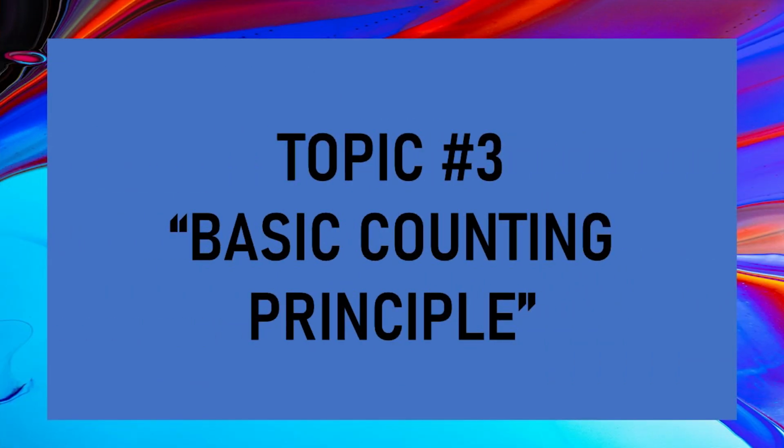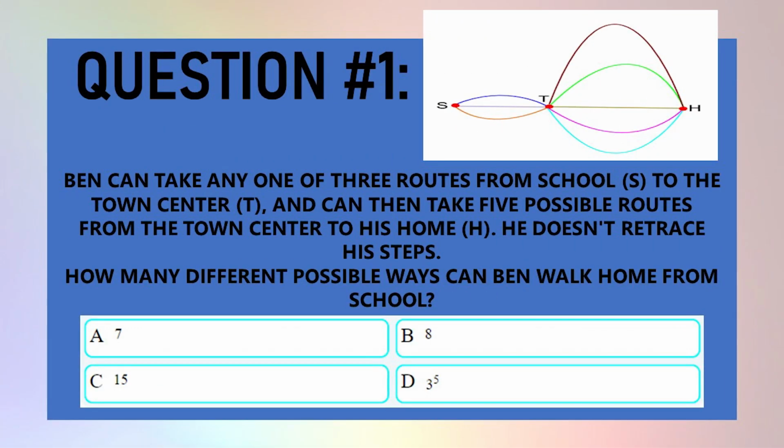Topic number 3. Basic counting principle. Question number 1. Ben can take any of the 3 routes from school to the town center and can take 5 possible routes from the town center to his home. He doesn't retrace his steps. How many different possible ways can Ben walk home from school? A. 7, B. 8, C. 15, or D. 3 raised to 5?